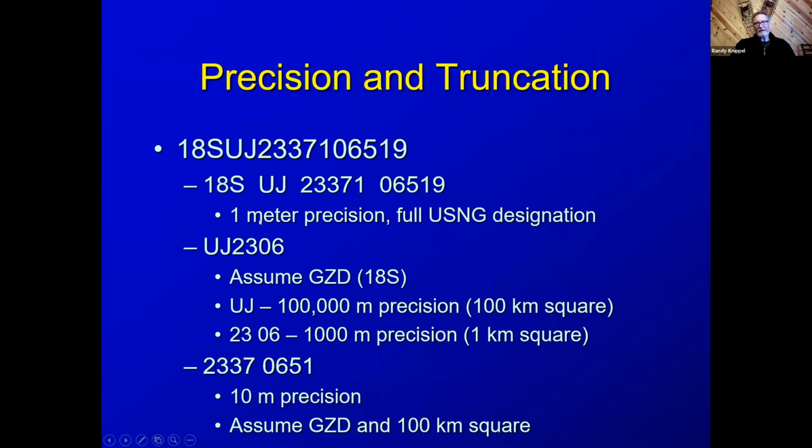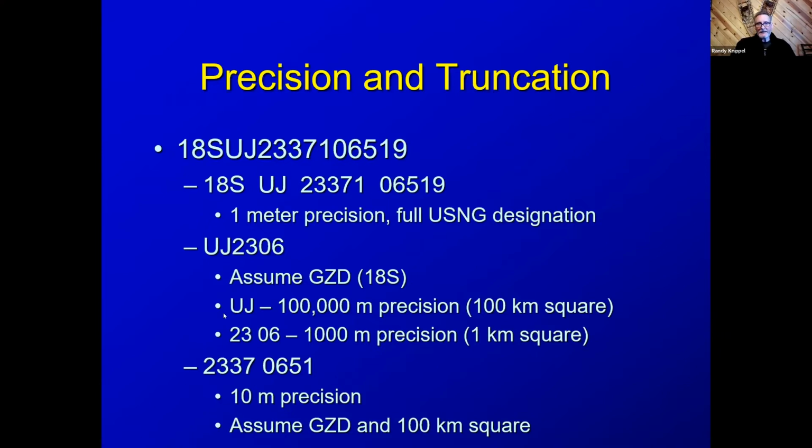The full designation is to 1 meter, but then we can either truncate on the left or on the right, depending on the application. So if we use a grid reference of UJ2306, it assumes the grid zone. So we assume that whoever is getting this grid reference knows which UTM grid zone we're in. And once you're working at a local level, that's a reasonable thing to do.